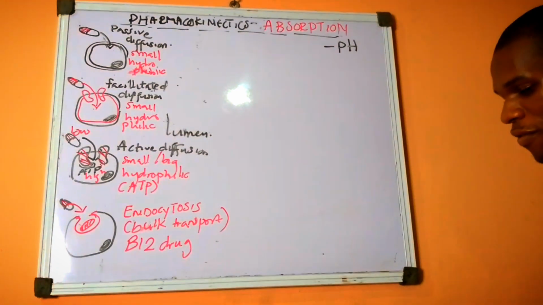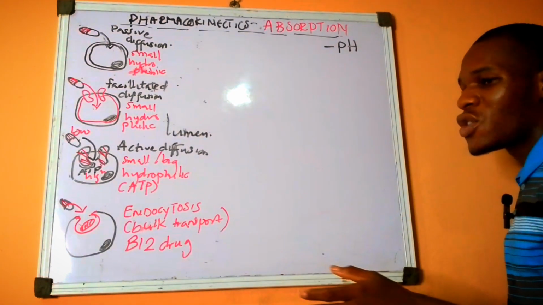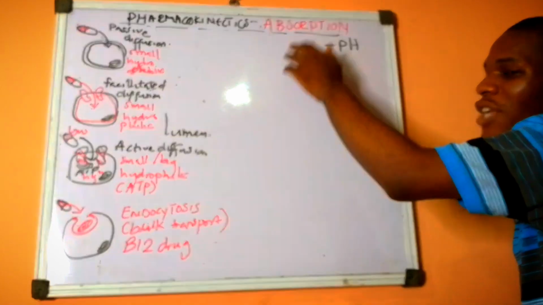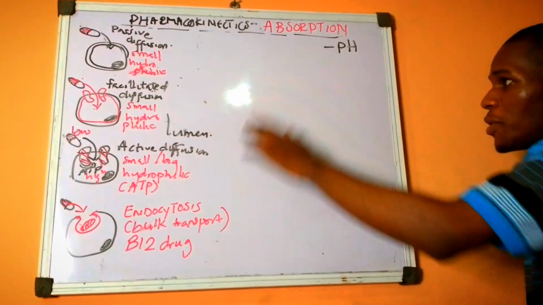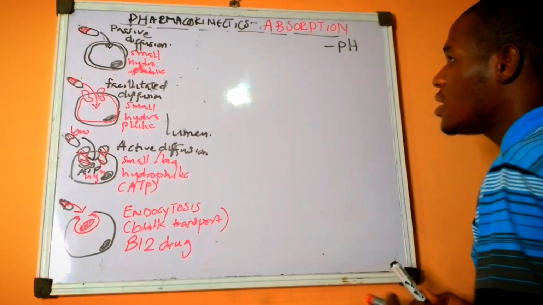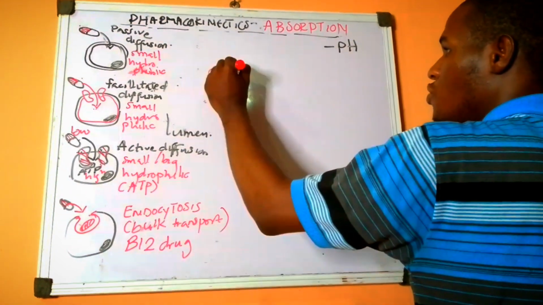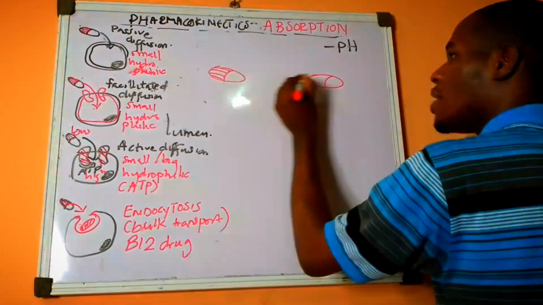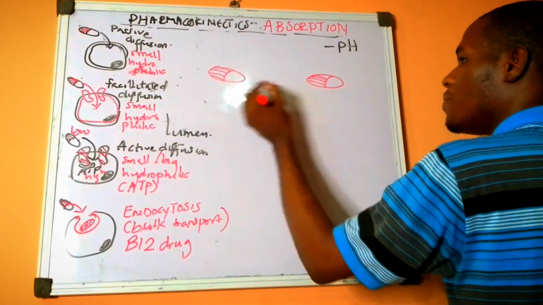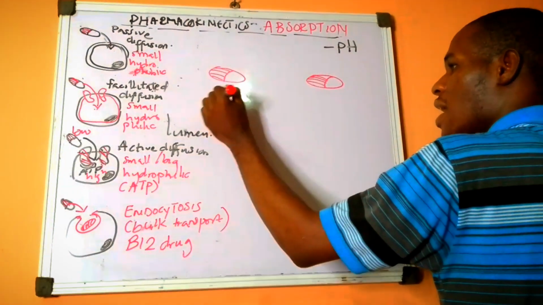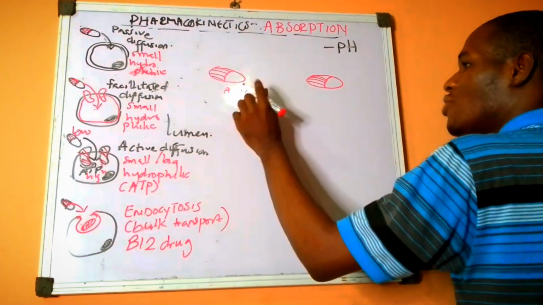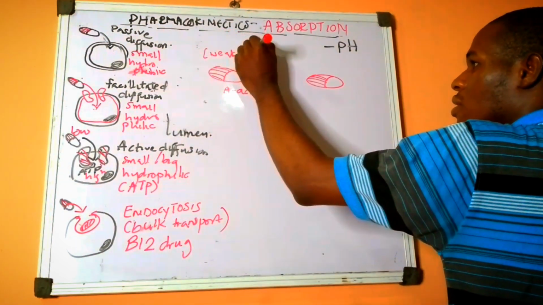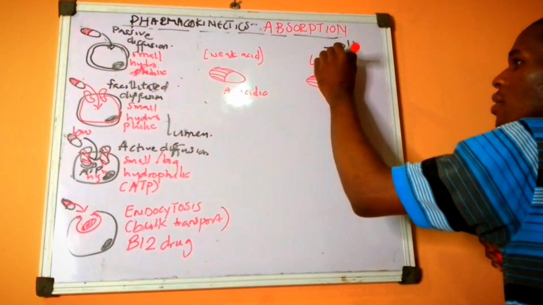The pH of the environment in which the drug is being absorbed determines the rate of absorption of the drug, or whether the drug will be absorbed or not into the bloodstream. Now, most drugs are actually, let's say this is drug A or pill A, and drug B. Drug A is an acidic drug. Most drugs are actually weak acids and weak bases. So this is a weak acid and this is a weak base.